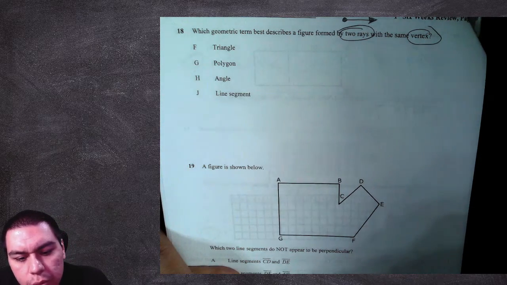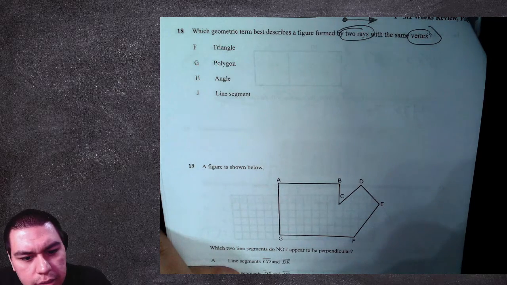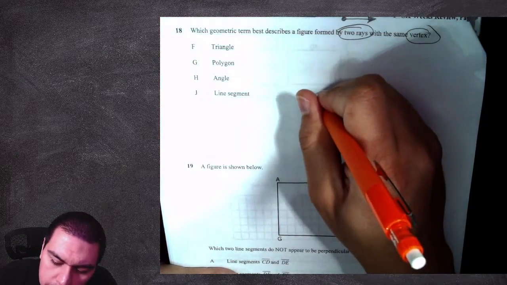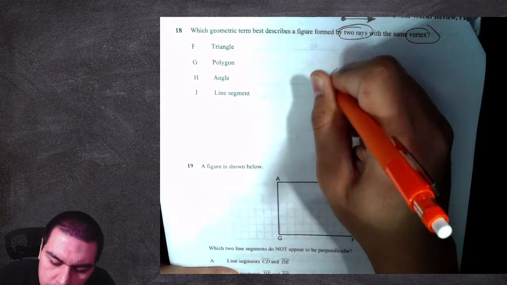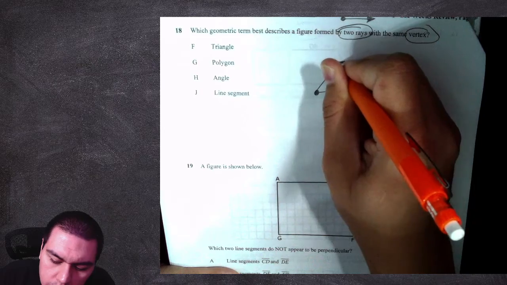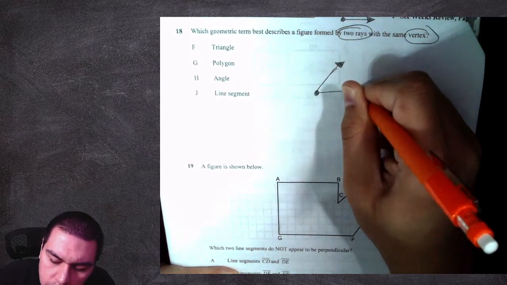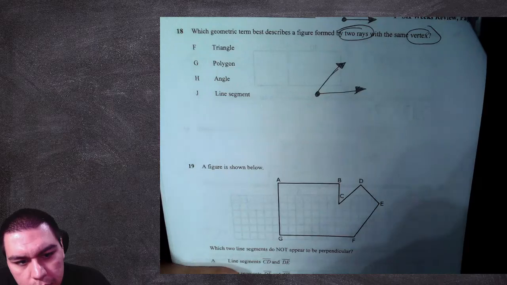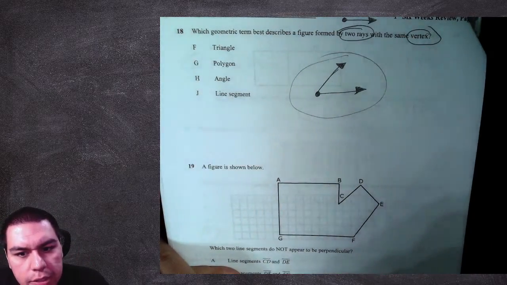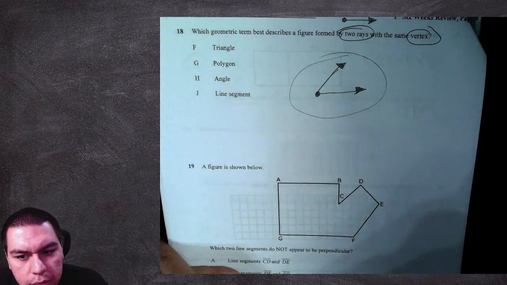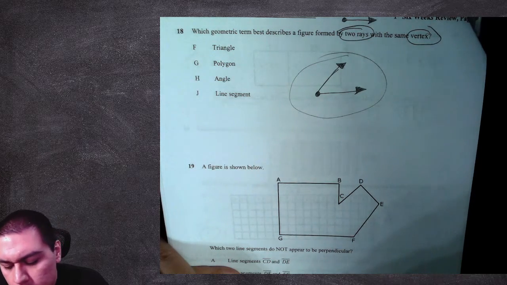It says that these two rays have the same vertex. Vertex was another name for corner. So there's two rays, but they share the same corner. This is what they're asking about. What do we call this? What do we call two rays that have the same corner? Jaylene, what do we call this?